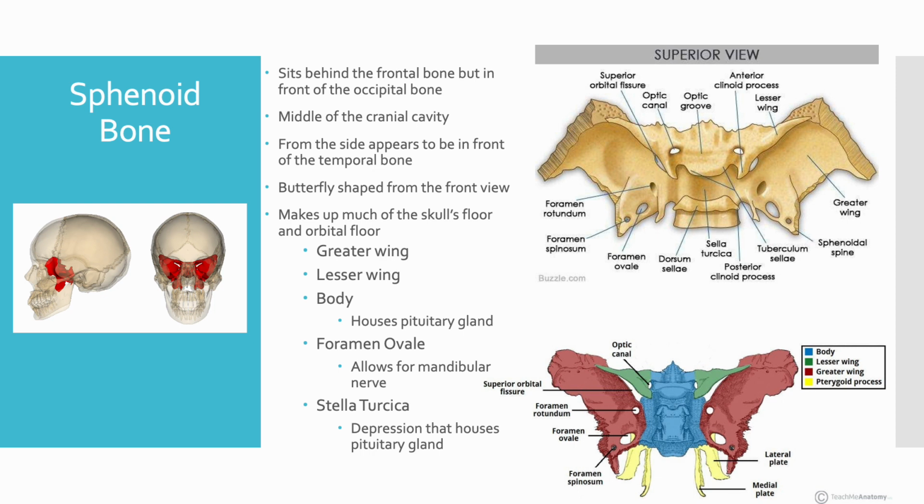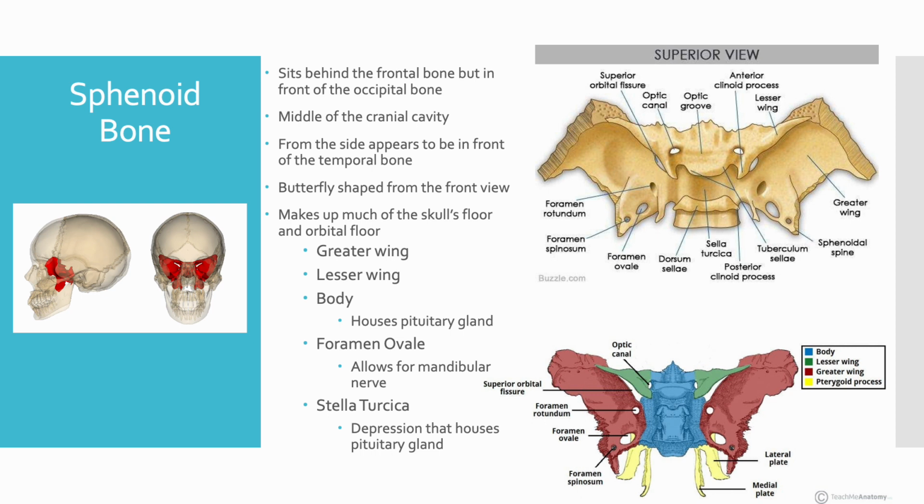The sphenoid sits behind the frontal bone, but in front of the occipital bone. So it's kind of in the middle of the skull, and it forms the floor of the skull. If you're looking at it from the side, it appears to be in front of the temporal bone, but from the front, if you look through the eyes, if we could see through the skull, it would look like a butterfly, right in the back of the eye canal, like the orbital canals. So this is the majority of the skull's floor.